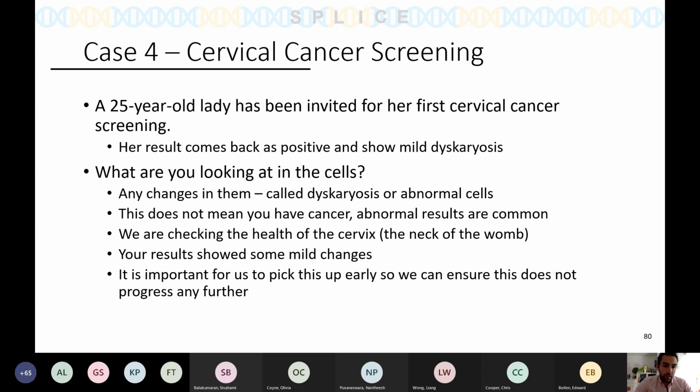What are you looking at in the cells? So we look at changes in them. This is called dyskaryosis or abnormal cells. This does not mean you have cancer. Abnormal results are quite common. We're just checking the health of your cervix, which is the neck of the womb. And your results have showed some mild changes.